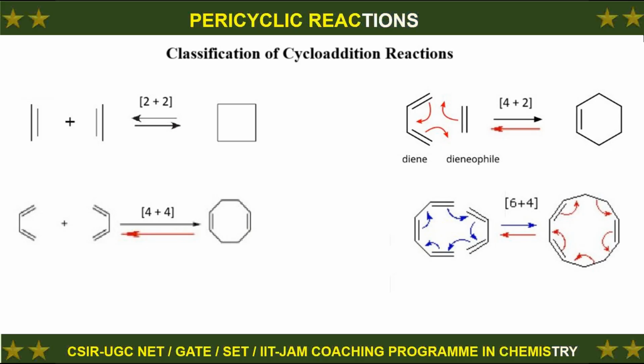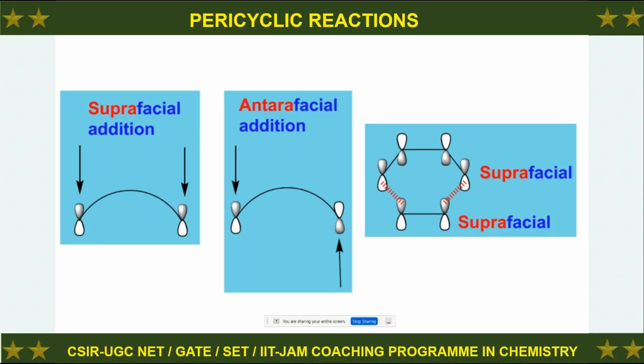So this is 4+2. Here 4 pi electrons are involved in the transition state, and here 2 pi electrons. So this is called 4+2. But this is 4+4, where larger dienes can participate in cycloadditions. It's called 4+4. Then this is 4+6, where from the diene there are 4 pi electrons, and from the heptafulvene 6 pi electrons are involved.